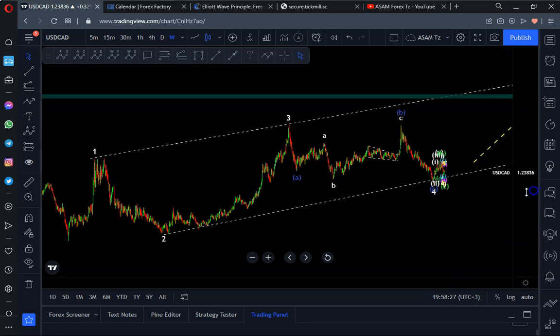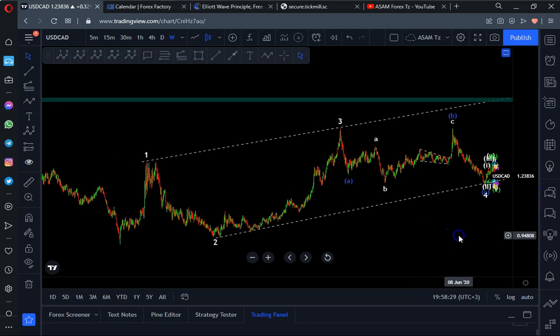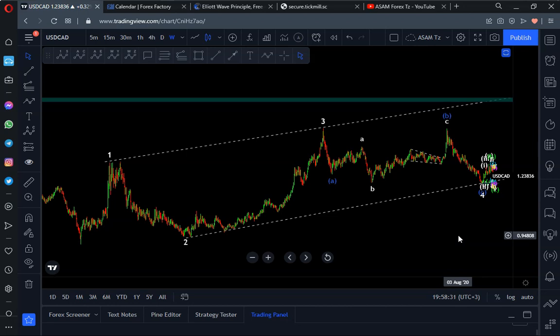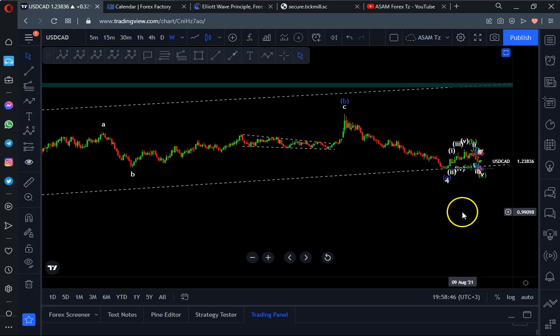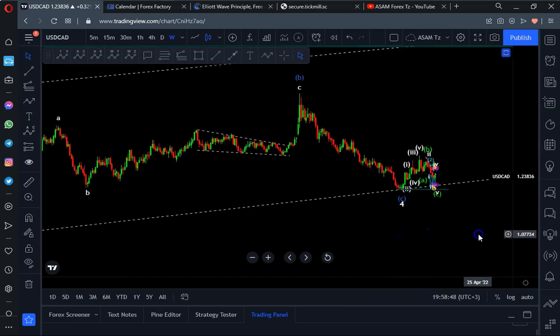So now I have already done the analysis on gold, and now I'm going to do the second one on USDCAD. So let us see what we projected last week and what has really happened this week. Then we will see what is expected to happen in the coming week. So now I'm in a weekly time frame.